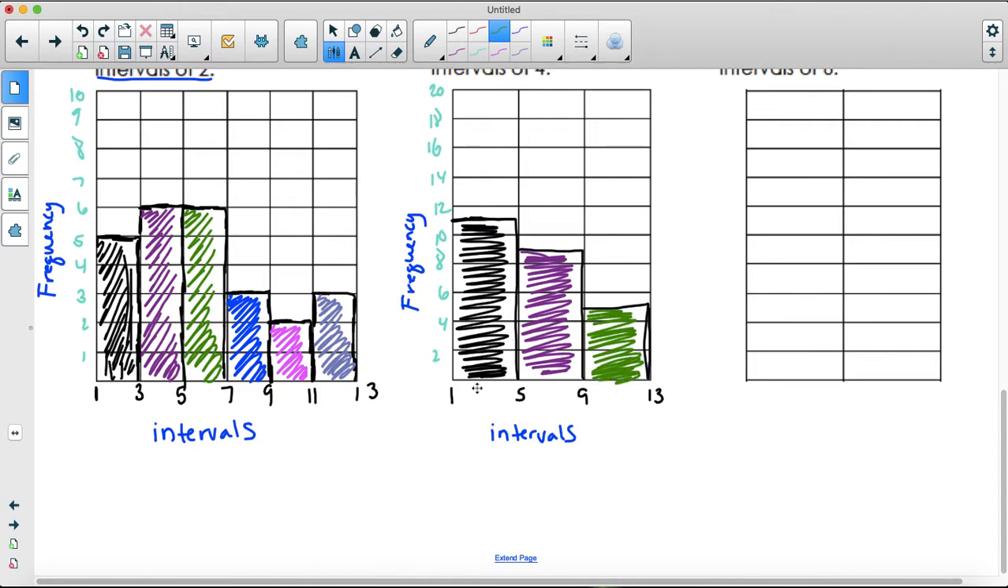So we have more people who have birthdays in January, February, March, and April than we do in May, June, July, and August, and September, October, November, December.